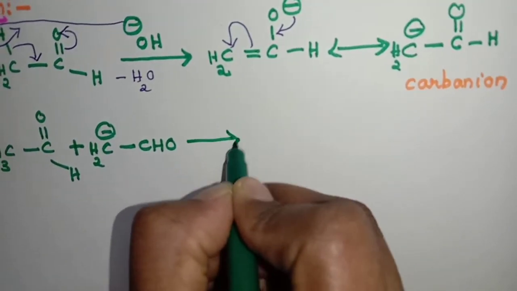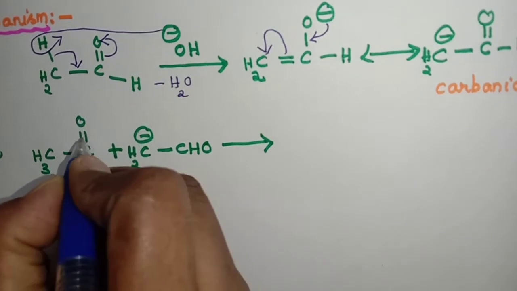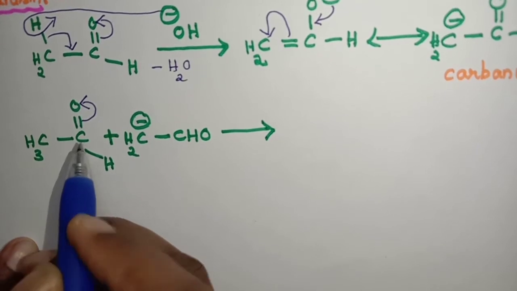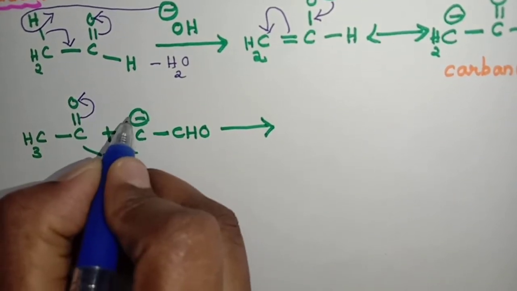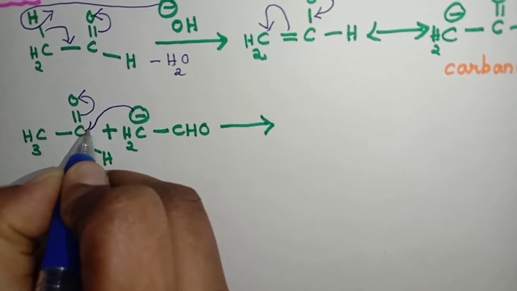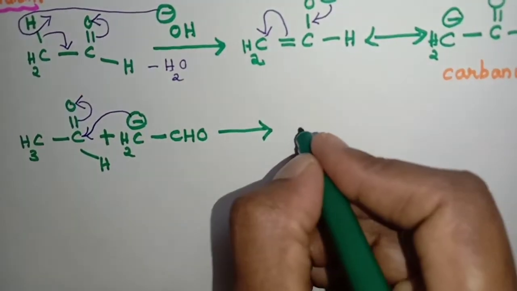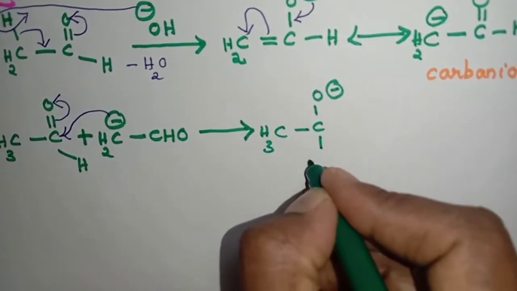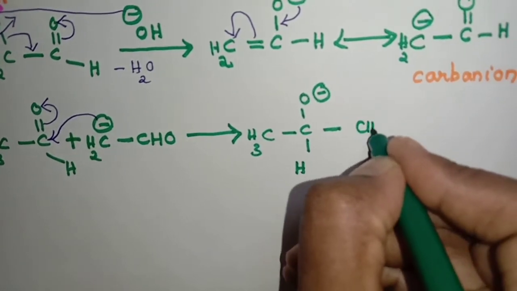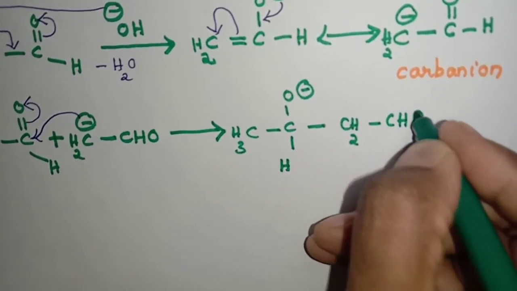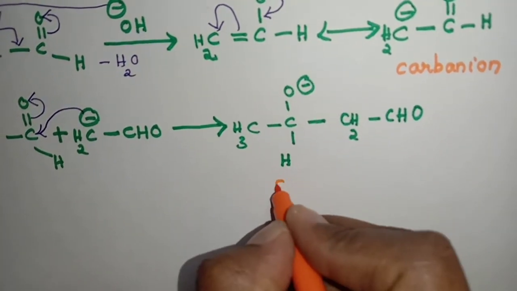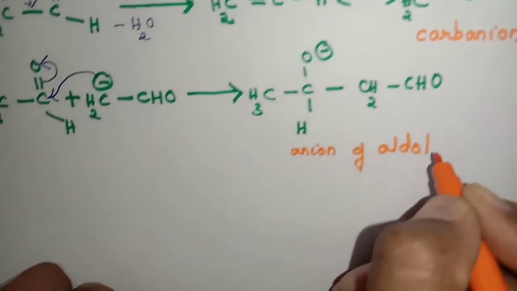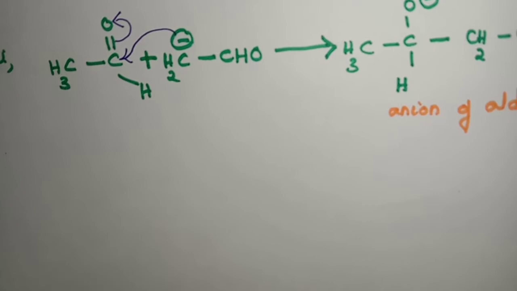Again this pi bond shifts towards oxygen. That means O becomes O minus, C becomes C plus. Near this positive charge, the carbanion comes and attacks. So what forms? CH3, CO minus, with hydrogen, and here comes CH2CHO. This is called the anion of aldol.